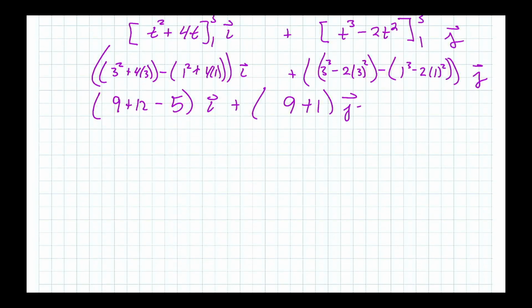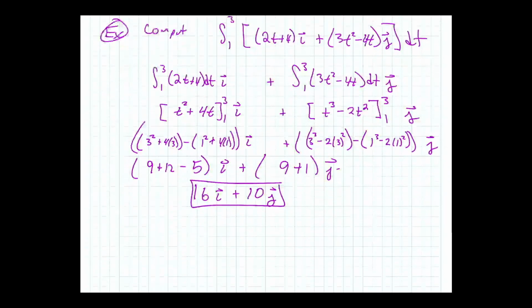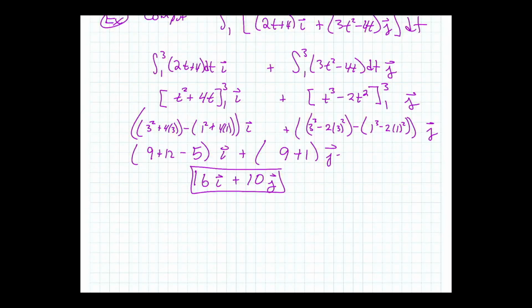And so what do we get? Well, we get 9 plus 12, which is 21. 21 minus 5 is 16. So we have 16i plus 10j. So you do the integral, and we got an answer. Okay. Yeah, that's how it goes.